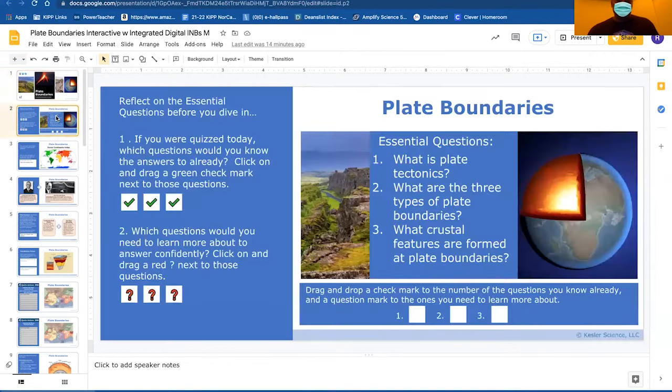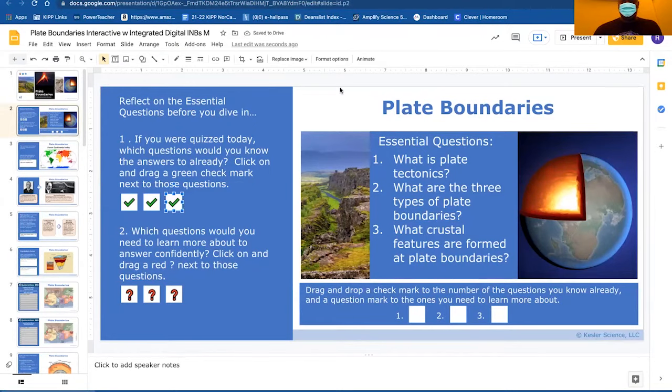As we begin, there are three essential questions on plate boundaries. What is plate tectonics? What are the three types of plate boundaries? And what crustal features are formed at plate boundaries? Which one of these do you know? Which one do you not know? Mark those now by, as usual, dragging these to where they need to go. Then check back at the end so that you know whether you've answered them and whether you've gathered all the proper information.